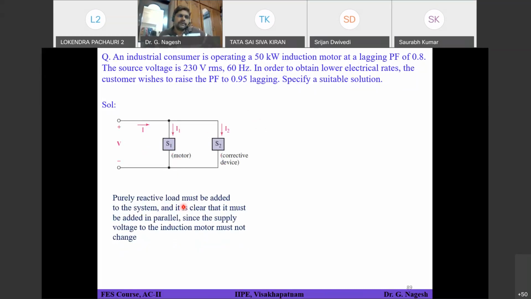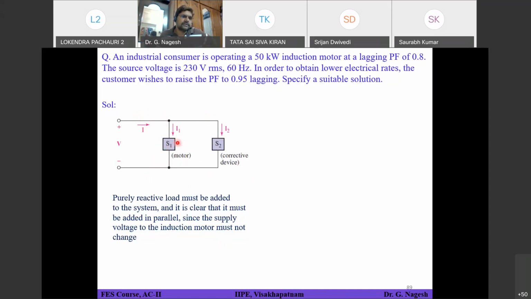So a pure reactive element must be added to the system, and it is clear that it must be added in parallel since the supply voltage of the induction motor must not be changed. The supply voltage is fixed and the induction motor is rated for a specific voltage, so you can't add any element in series. If you do that, the voltage applied to your induction motor will come down because of the voltage drop. So you can add a corrective device or element in parallel to the existing load.